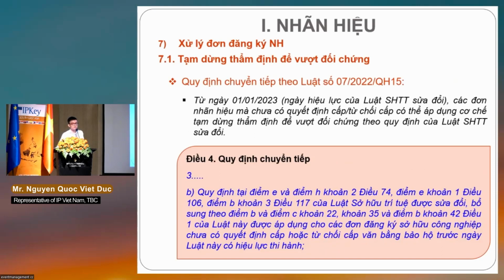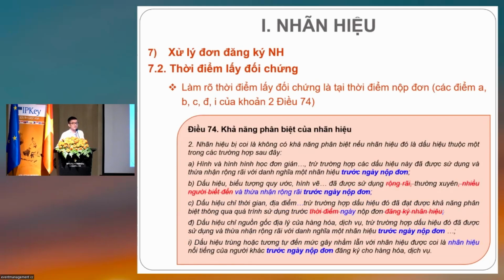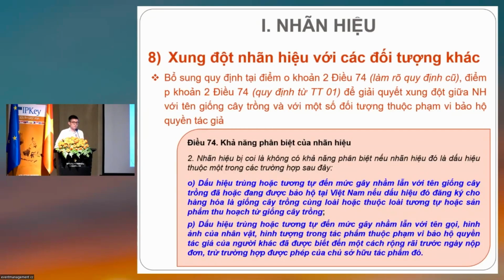Now the transitional provision. So regarding the transitional provision, it is applicable to the application for the marks recognition, like the trademark that was launched before 1st January 2023. And the second point regarding this one is to clarify the term for verification. So actually at IP Vietnam, we still do this, but the law in Article 74 makes it clearer because the period for comparing is before lodging the application.